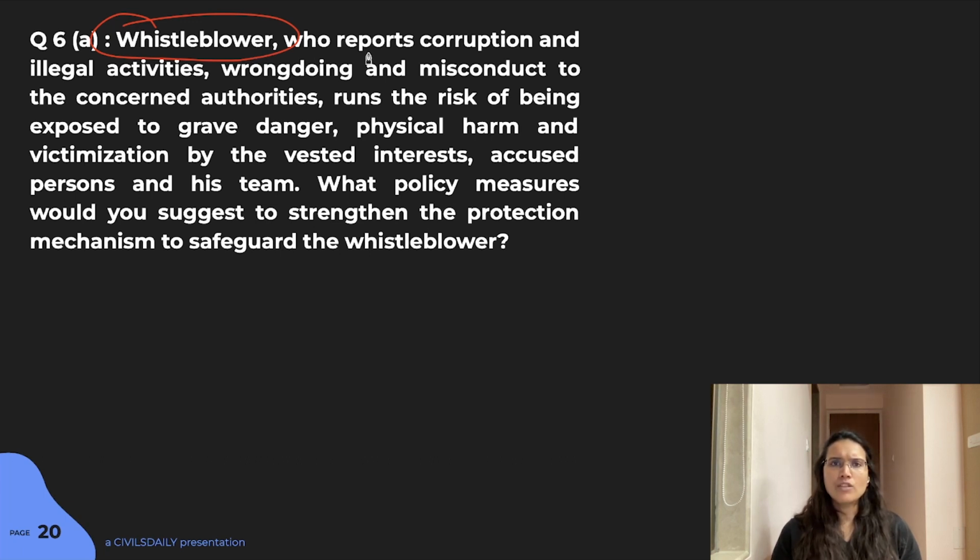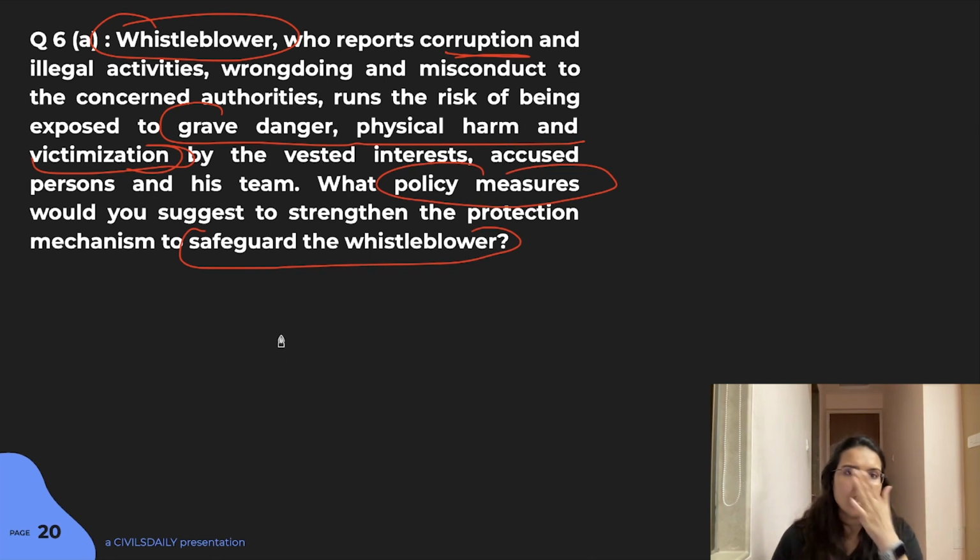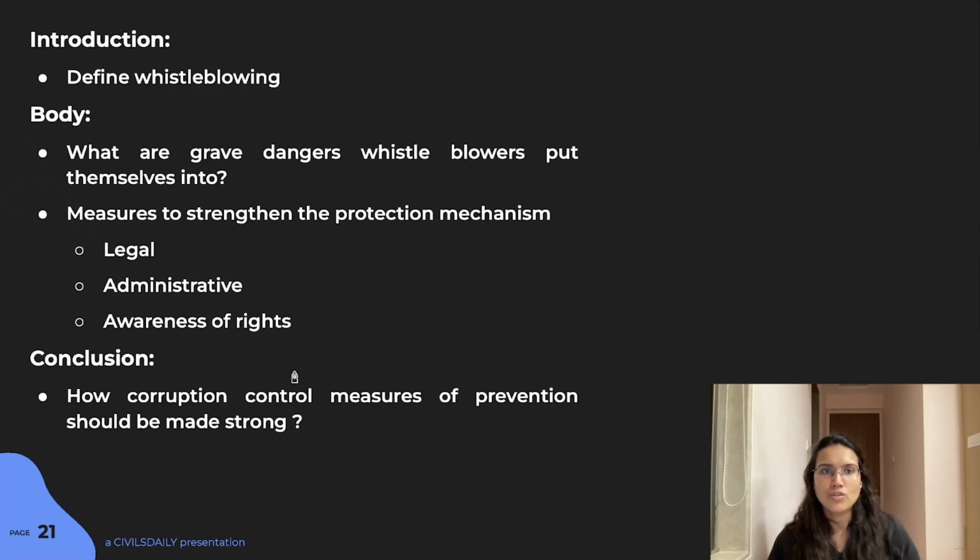It's talking about how a whistleblower who reports corruption and illegal activities, wrongdoing, misconduct to the authorities, runs the risk of getting exposed to grave danger, physical harm, victimization. Okay, by vested interest, the accused person, and their team. So, what are the policy measures that are needed to strengthen the protection to safeguard the whistleblower? So, these are the key terms that you need to look into while you're answering this particular question.